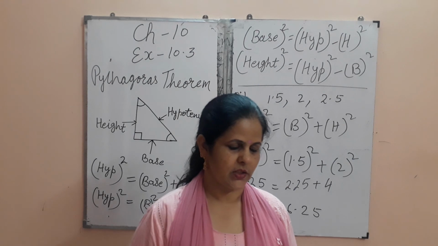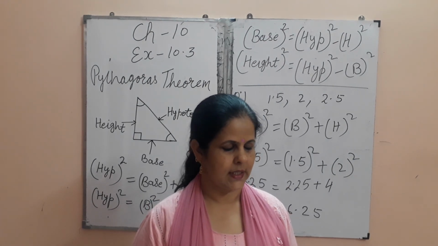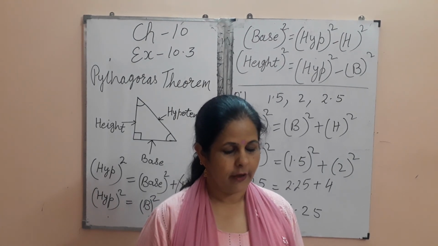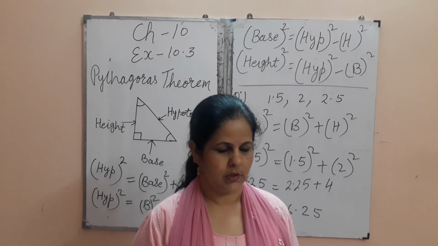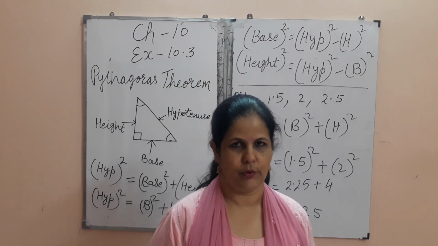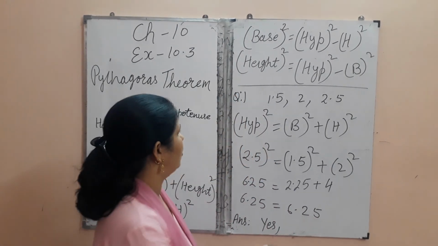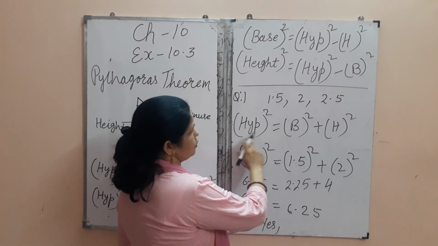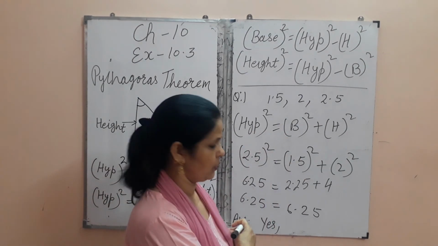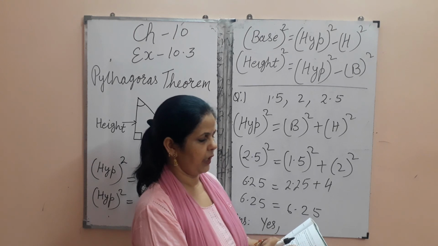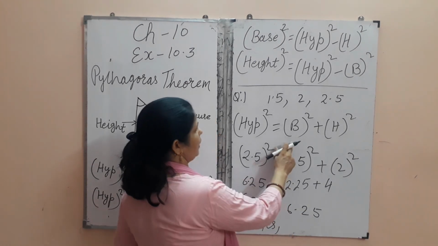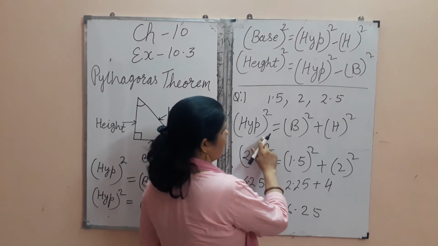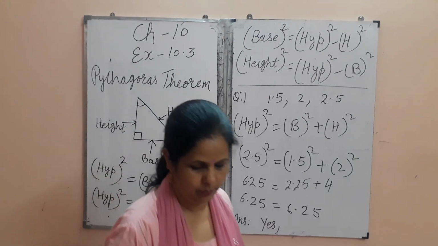Now come to the second question. In a right angle triangle, two of the sides are of lengths 5 cm and 12 cm. Find the length of its hypotenuse. So the same formula you will use. Hypotenuse square will be base square plus height square. Base and height are given, 5 and 12. So 5 square plus 12 square will be the hypotenuse square. So I am solving it.